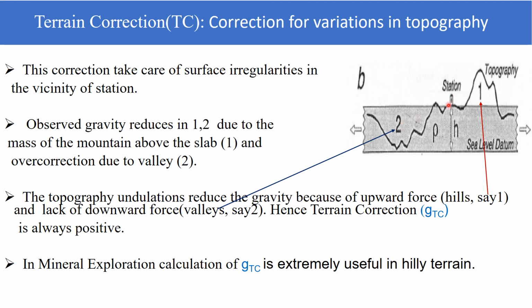So in both cases the gravity value reduces, so the terrain correction, which accounts for the surface irregularities, is added in both cases. In mineral exploration, that is very useful in hilly terrain. Okay, that is added in mineral exploration. The terrain correction terms are often used.